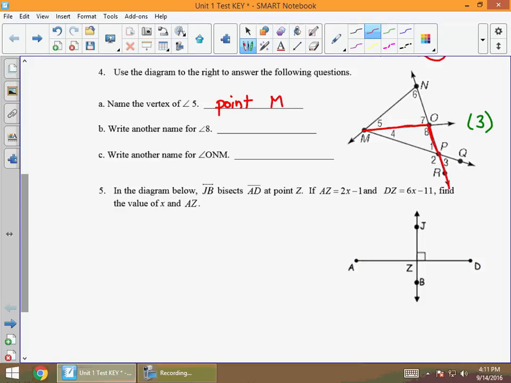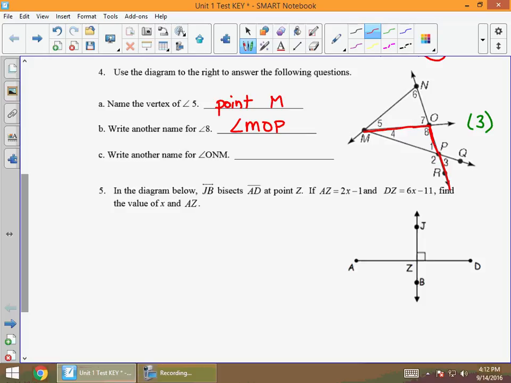So angle 8, another way to name an angle is to use 3 points and make sure the vertex is in the middle. So angle 8: the vertex O has to be in the middle. So I can either go M, O, P. I could have gone M, O, R. I could have called it R, O, M. I could have called it P, O, M. I am not allowed to just call it angle O.